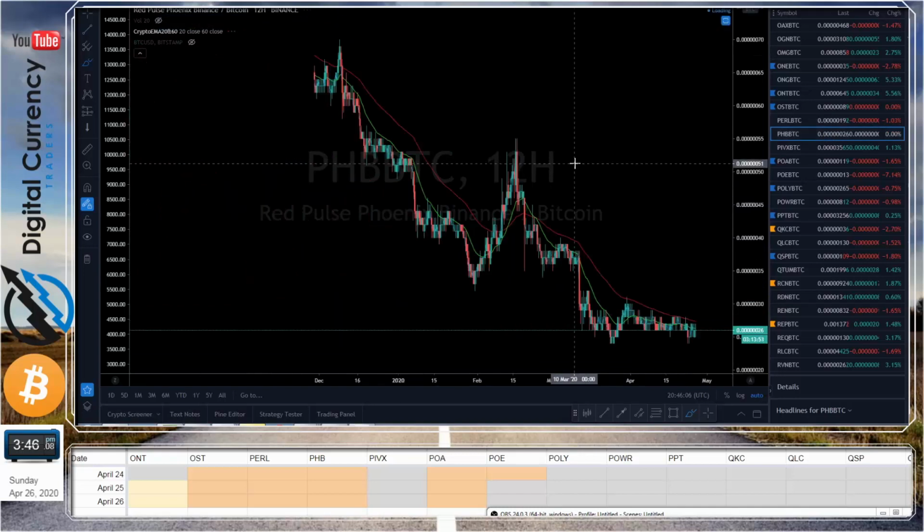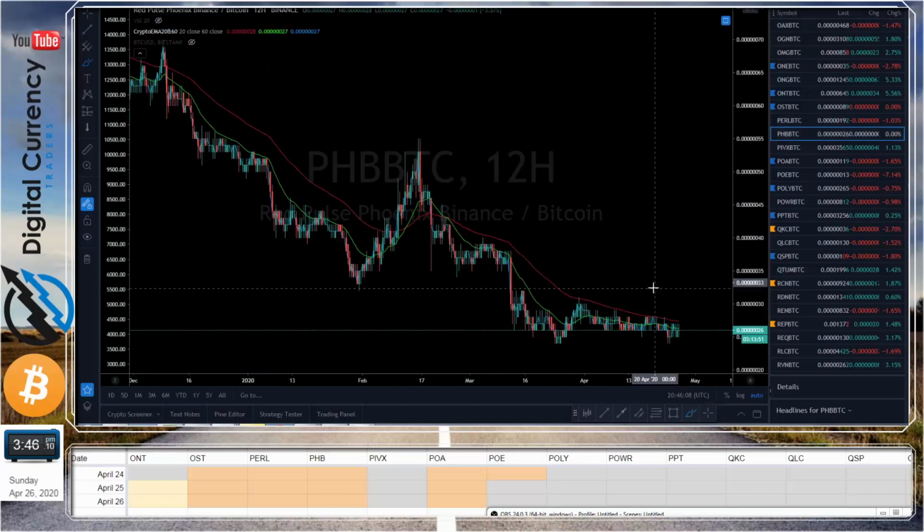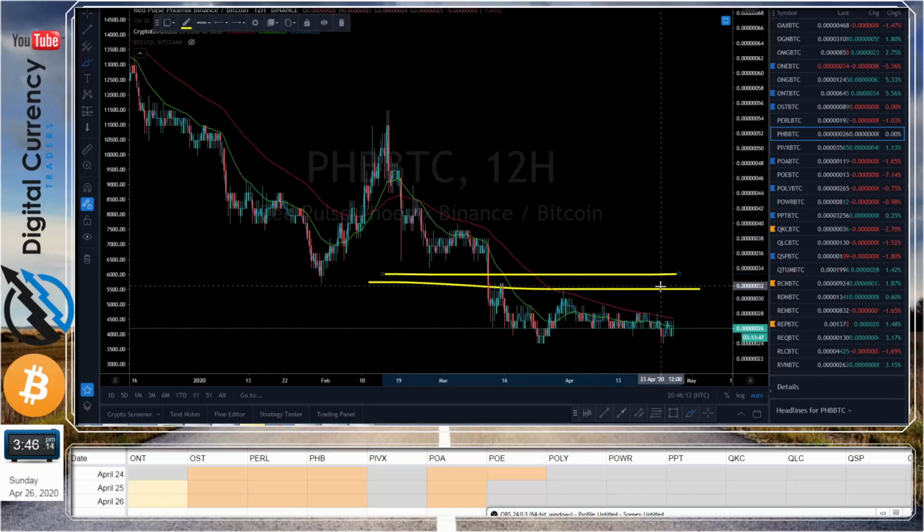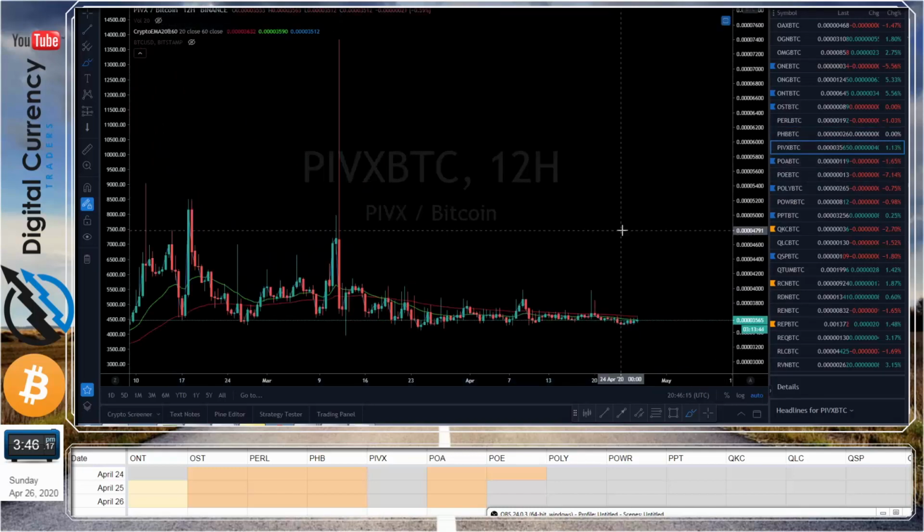PHB, not as pretty as well. It's got a while to break this downtrend line. But as soon as it's breaking above these kind of levels, it'll be in alert and hold stance.